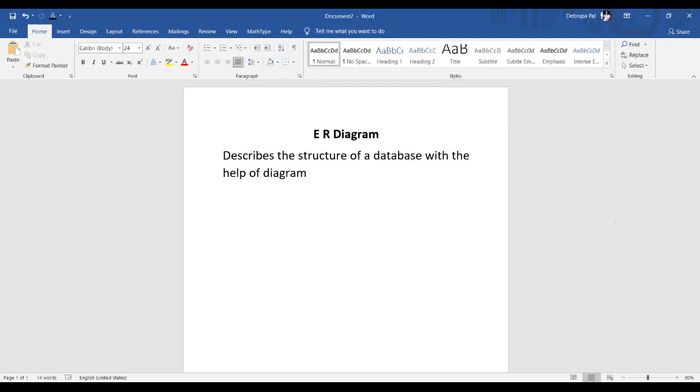So the civil engineer prepares the diagram of the house and gives it to the customer, and by looking at the diagram the customer understands how his house is going to look. Similarly, in case of software, the ER diagram describes the structure of the database. Of course, the ER diagram is not given to the end user, because the end user is not going to understand what is entity, what is relationship. This is used at the developer's end.